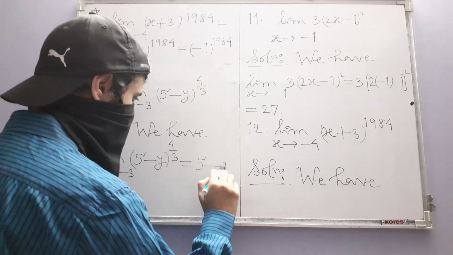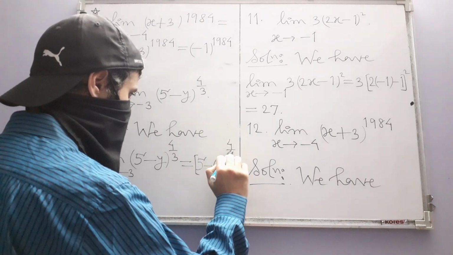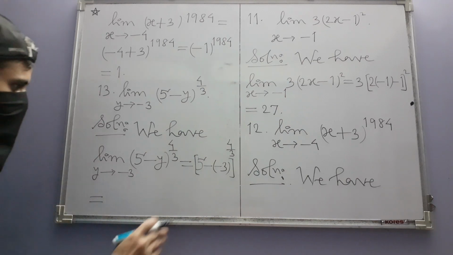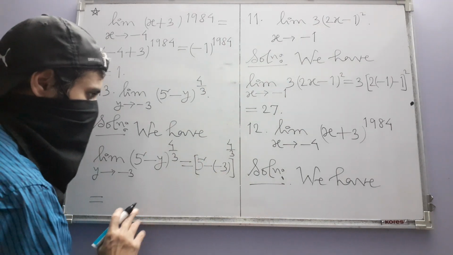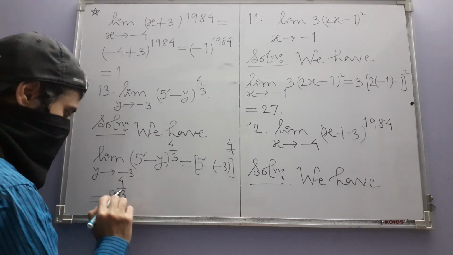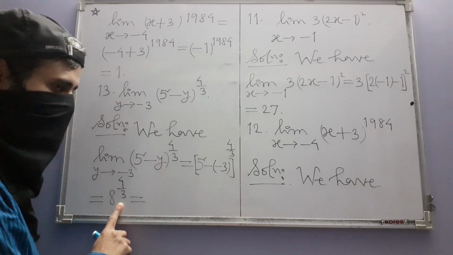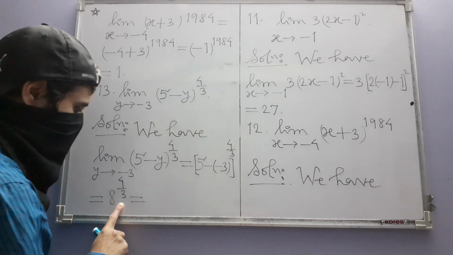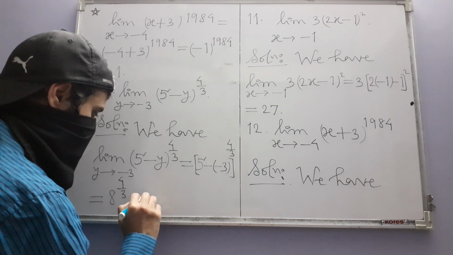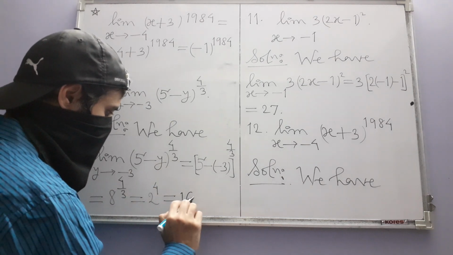5 minus minus 3 to this power. So this becomes 5 plus 3, 8. Okay. The answer, however, can be simplified. The real cube root of 8 is 2 because 2 cube is 8. So that's why it becomes 2 to the power 4. That is, the final answer is 16.